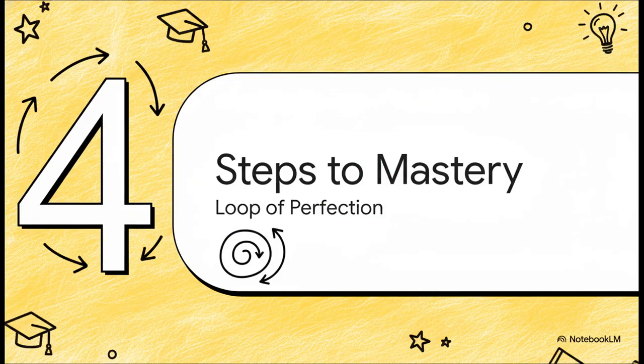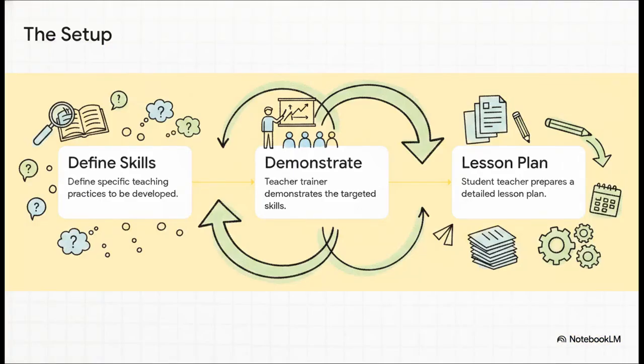All right, let's move into our final act, Part 4, the steps to mastery, or as I like to call it, the loop of perfection. Let's see how this actually builds into a practical procedural loop. It all starts with the setup. Step 1. You have to precisely define the specific teaching skill to be developed, say asking probing questions. Step 2. The expert teacher-trainer demonstrates that exact skill so the standard is crystal clear.